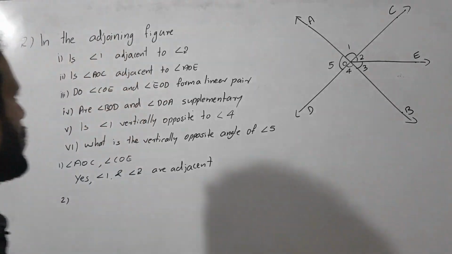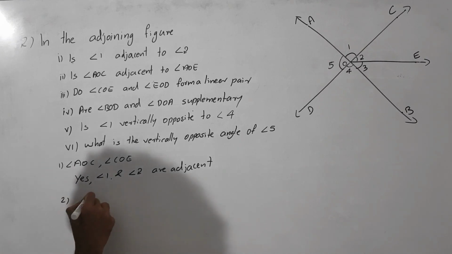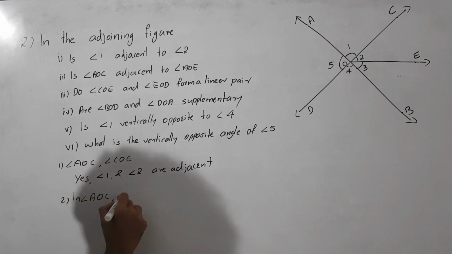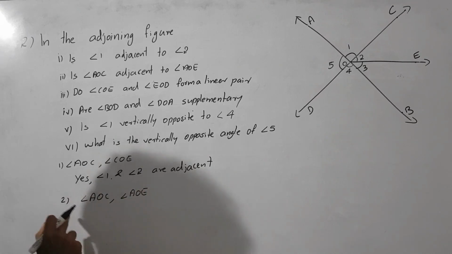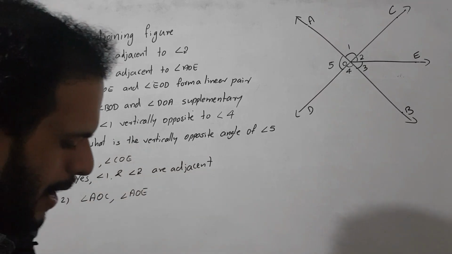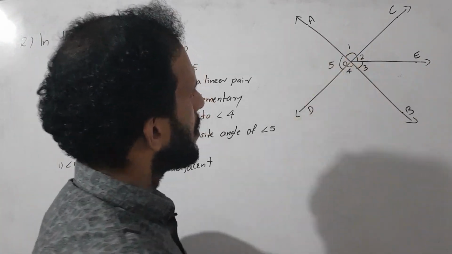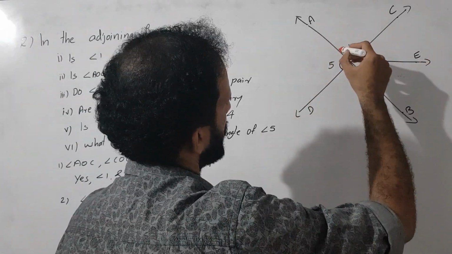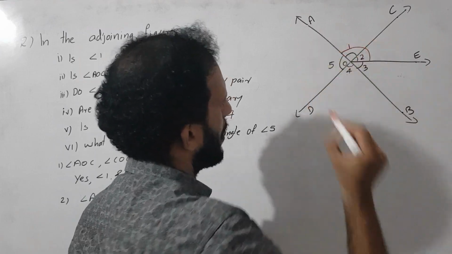Correct? So, next question. Is angle AOC adjacent to angle AOE? What are the angle names given? Angle AOC and angle AOE. Then we check what is angle AOC. Angle AOC means this one, angle 1. Angle AOE means this one.